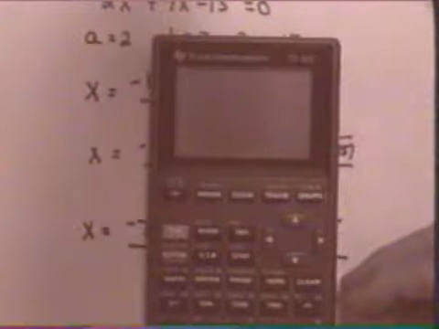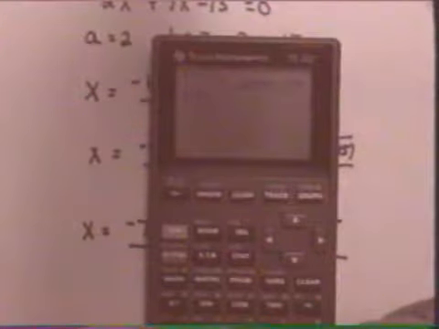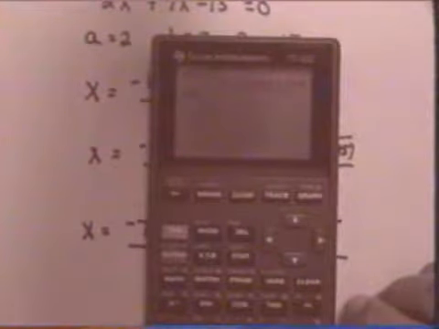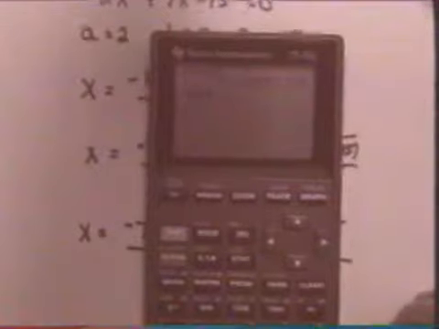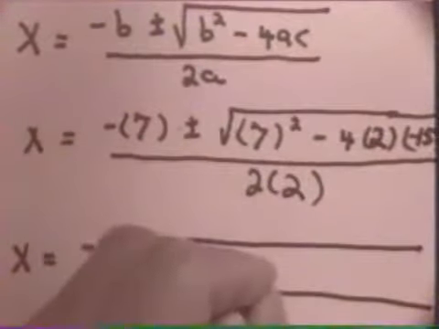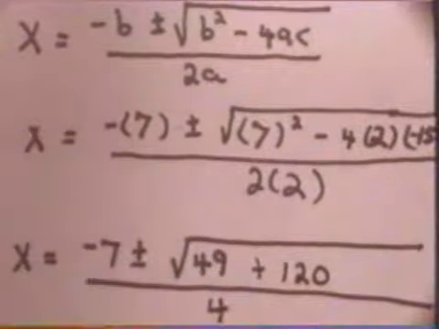Well, let's pull in the heavy duty artillery to do that one. Excuse me, I put that in wrong. I hit the wrong button. I'm going to do a negative 8 times a negative 15, and I get a positive 120. So this would be plus 120 over 4.